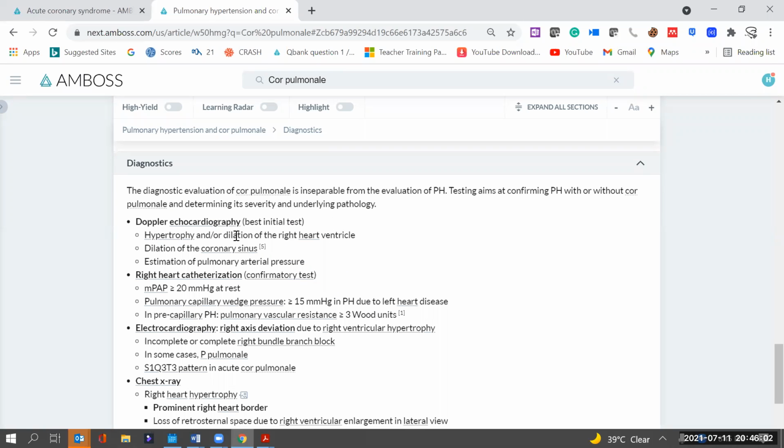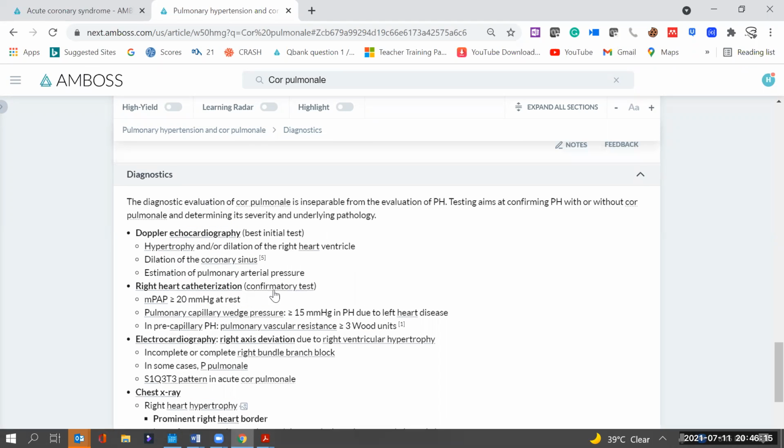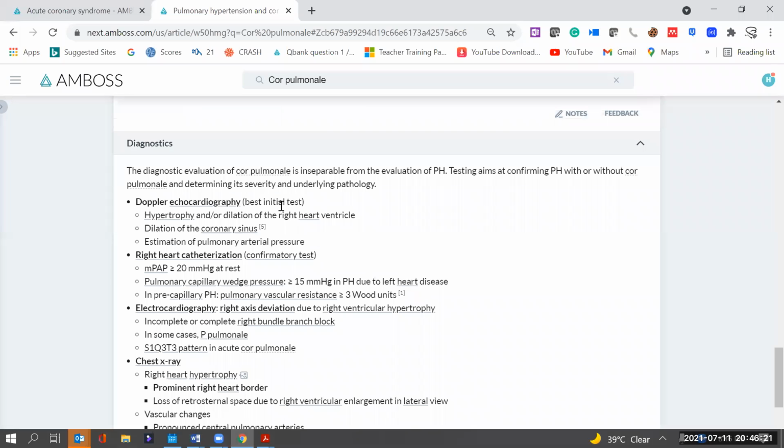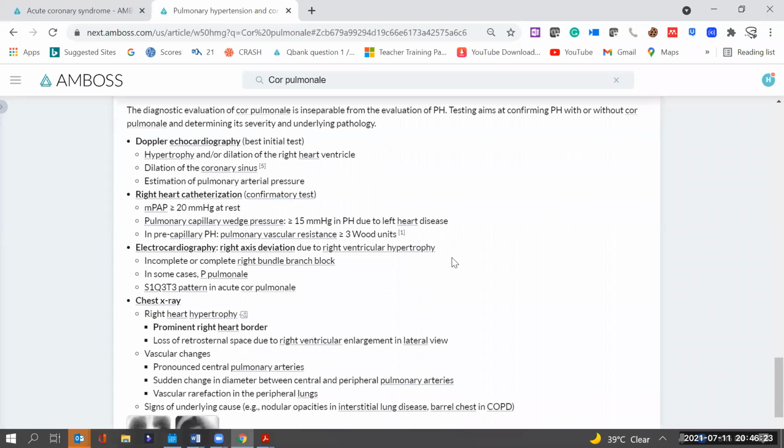So we can go for Doppler echocardiography. That is the best initial test. Always remember the best initial test: Doppler echocardiography. You can see hypertrophy of the right ventricle. You can see dilatation of the coronary sinus. You can see estimation of pulmonary artery pressure. So if the pulmonary artery pressure is raised and the right ventricle is dilated, you can confirm the diagnosis. So just remember the best initial test is this one.